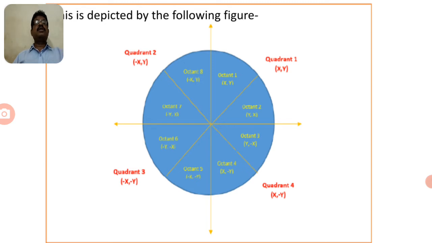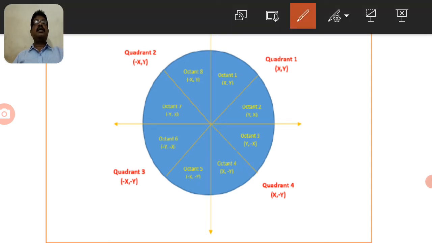Here this is the first one, this is the second, this is the third, and this is the fourth. Imagine this is the anti-clockwise direction. We consider the 4 quadrants, and each quadrant can be divided into 2 octants. Octant means 8, so the total 4 quadrants can be segregated into 8 octants.